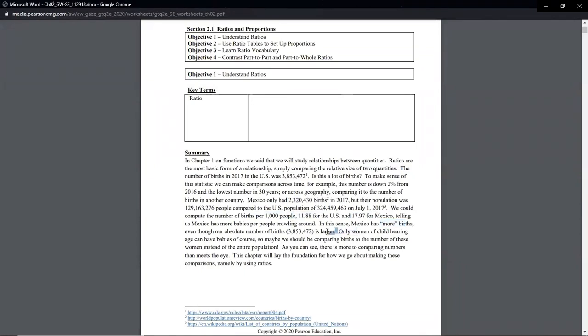Then they mentioned that only women of childbearing age can have babies. So of course, maybe we should be comparing births to the number of these women instead of the entire population. Men can't have babies. Women that are too young or too old can't have babies. So they say maybe we should just be looking at this as a relationship or a proportion to the childbearing aged women. So that's another important concept. How are we comparing these two numbers, our apples and our oranges? Does it make sense to compare the number of births to the entire population, or would it make more sense to compare the number of births to the childbearing aged women? And that's something that we can study in a real world quantitative reasoning sense.